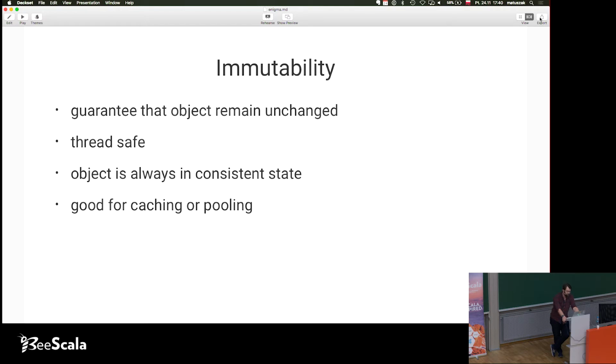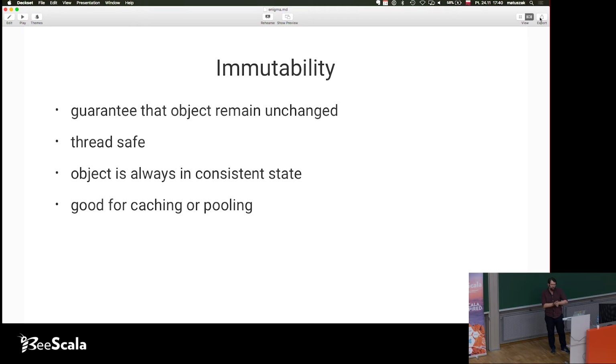In the mutable world, once you try to share something mutable between different threads, then you have to worry about synchronization, worry about putting locks, etc. Next point: objects are always in a consistent state. So this means that there isn't a gap between creating an object and having a fully initialized object.